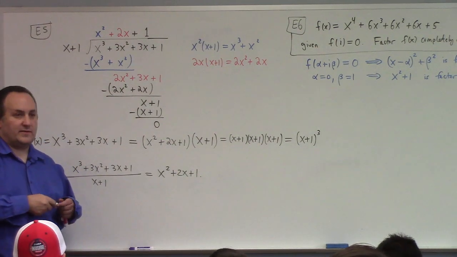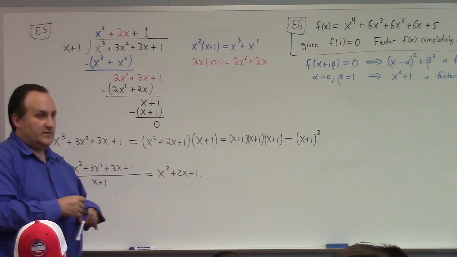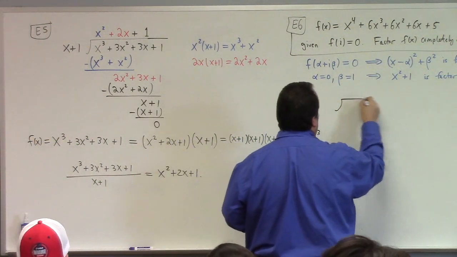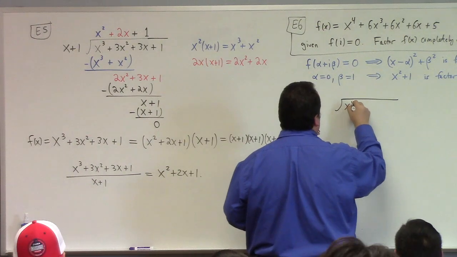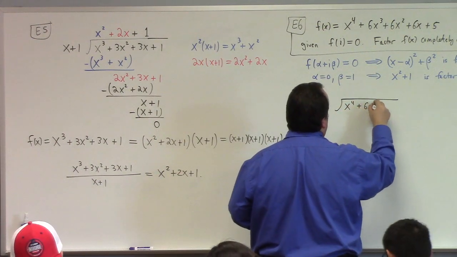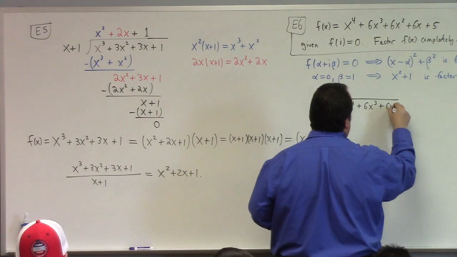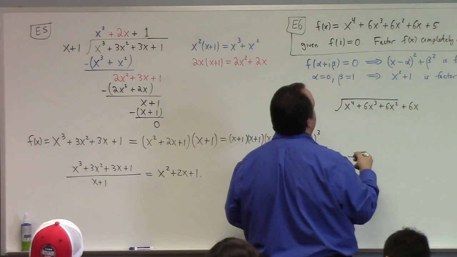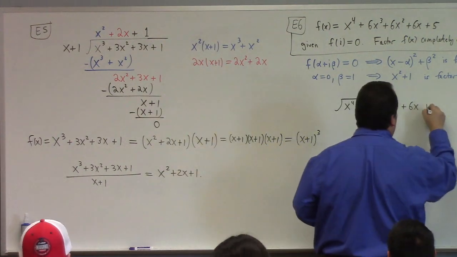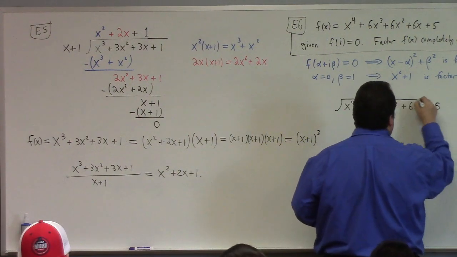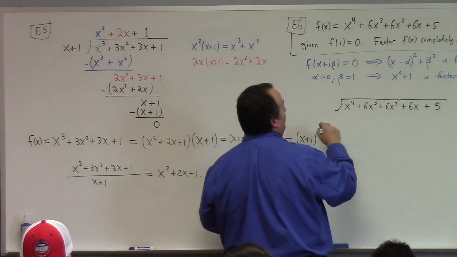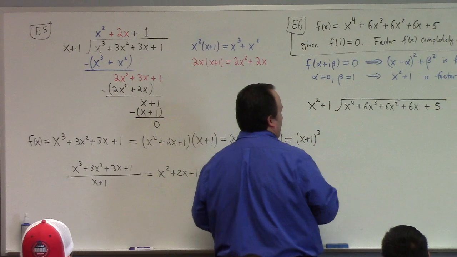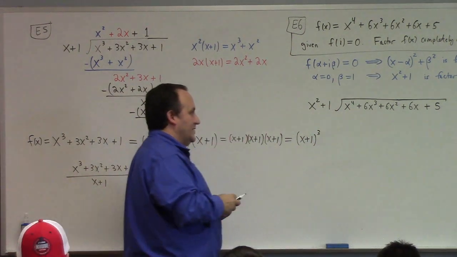Now we can do that with long division. So what I'm interested in then is x to the 4th plus 6x cubed plus 6x squared plus 6x plus 5. Wow, this has got 666 in it, doesn't it? Never mind that.